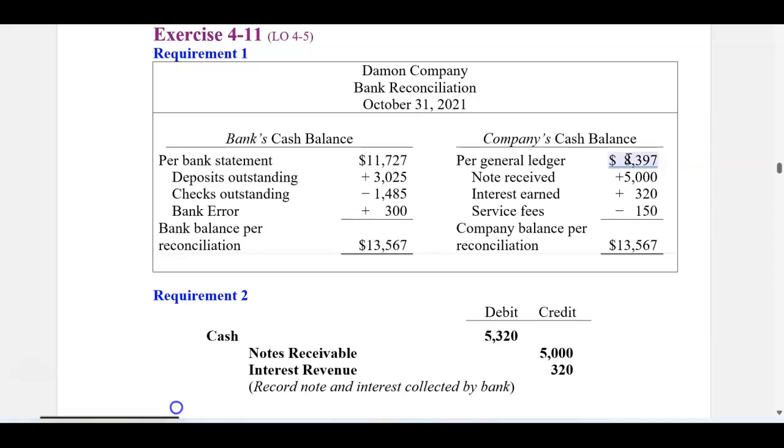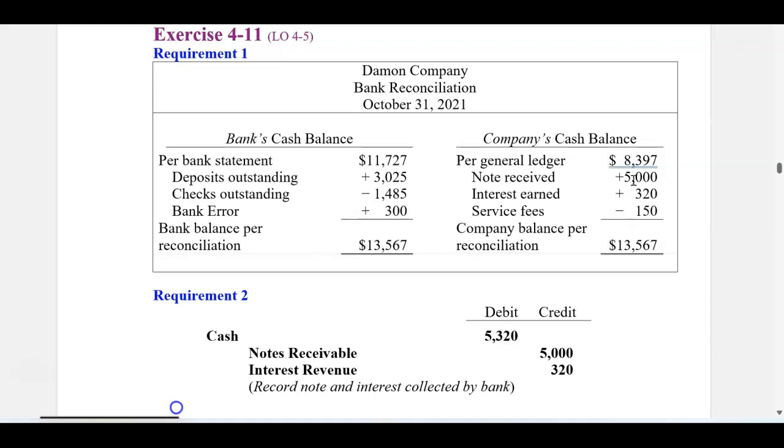Now you go to the company's cash balance and you see that there is a credit memo of $5,000 note collection. So record that. Interest earned on that note, that's also additional collection, that's $320. And also you see a deduction, it's a debit memo of bank service fee of $150. So deduct that, and eventually you will see that you have a balance of $13,567, double line dollar sign, and it matching with the other side.